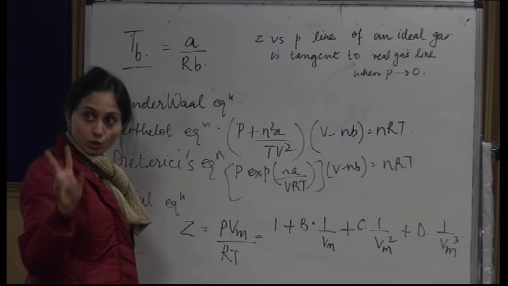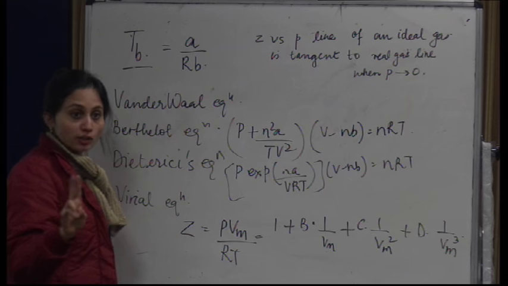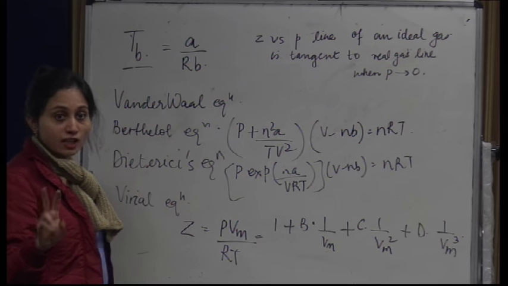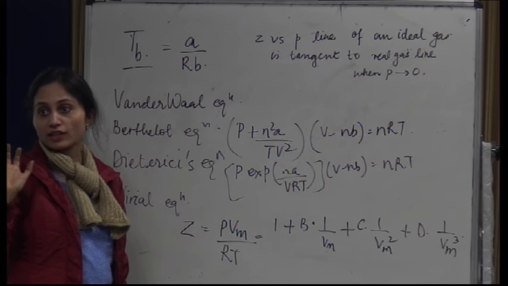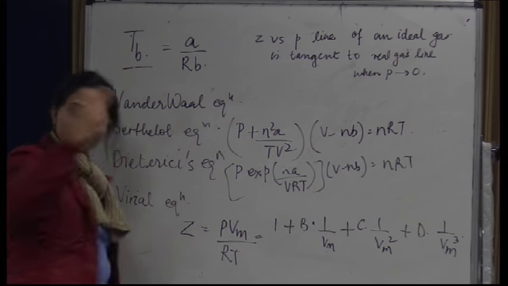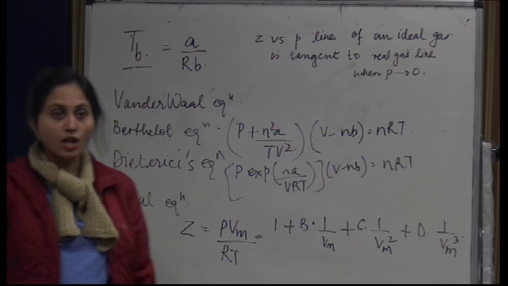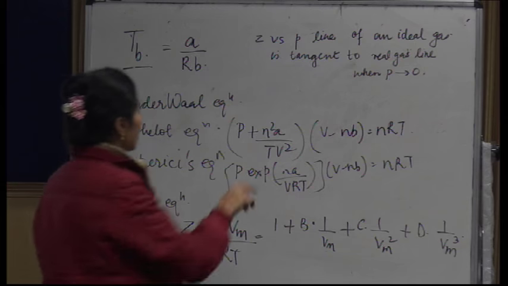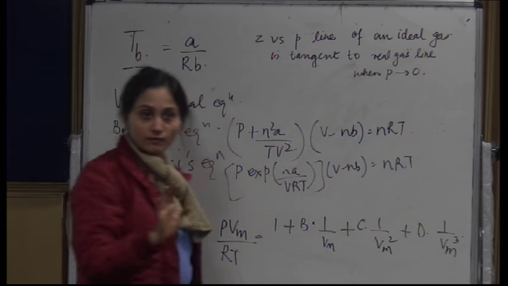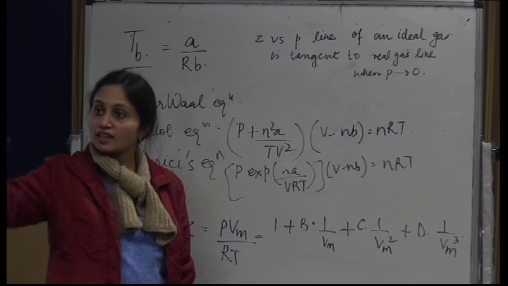So Boyle temperature, हमें पता है a and b are characteristic of a particular gas. a and b are two van der Waals constants. a और b को हम क्या बोलते हैं? Van der Waals constants, which are characteristic for a particular gas. So the Boyle temperature will also be different for different gases. और इस temperature पे होता क्या है? The Z versus P line that you have seen, Z versus P से हमें idea लगता है कि कितना deviation है.